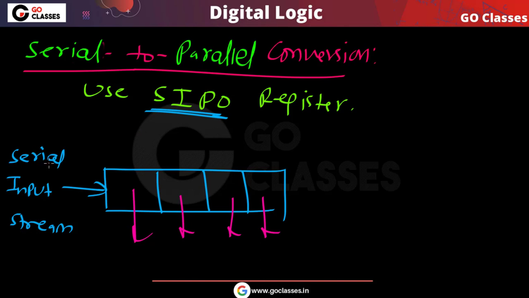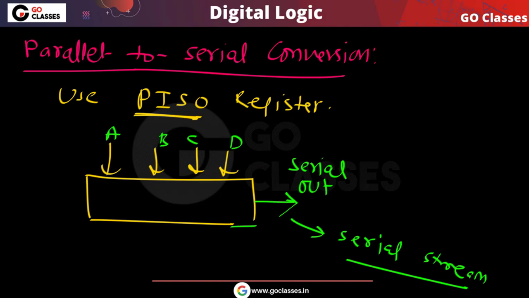The data is inserted, when you store this data in this register, in a serial manner. But once you have stored this data here, then you can read this data in a parallel manner. So you can notice this serial input stream we have converted into parallel. This is your serial to parallel conversion. So you can notice registers can be used for parallel to serial conversion.